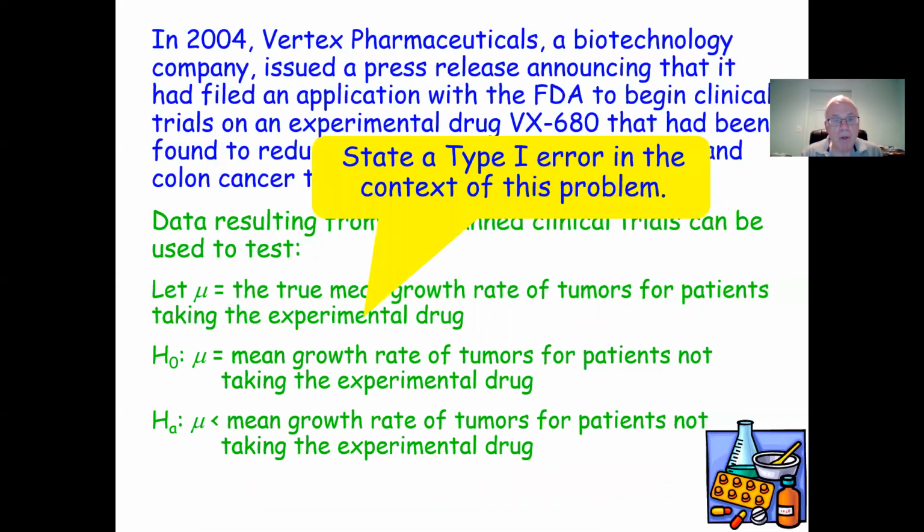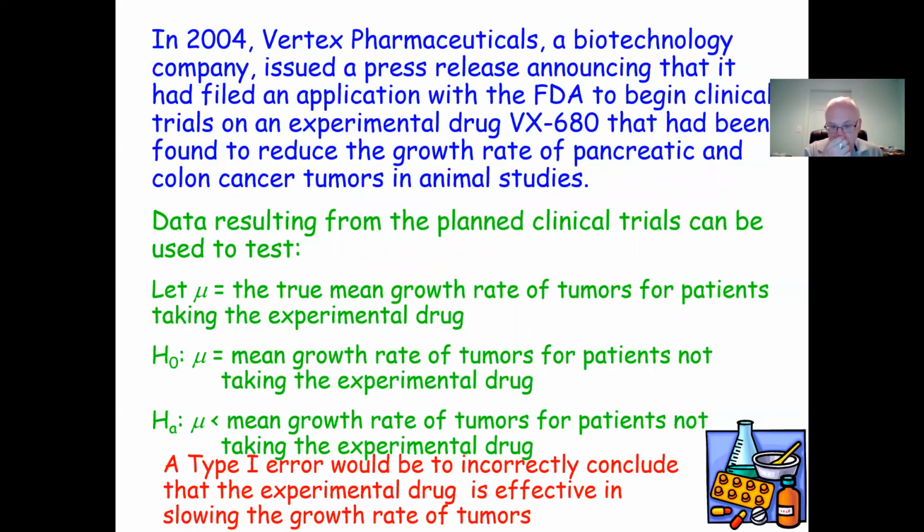So what is a type 1 error here? Type 1 error would be what? We reject the null, that is, we conclude the mean growth rate for patients taking the experimental drug actually went down. So there's enough evidence to show it went down when in reality it didn't go down. So in other words, the evidence shows the drug worked when in reality it did not work. That would be the type 1 error.